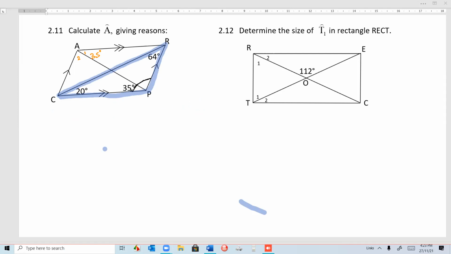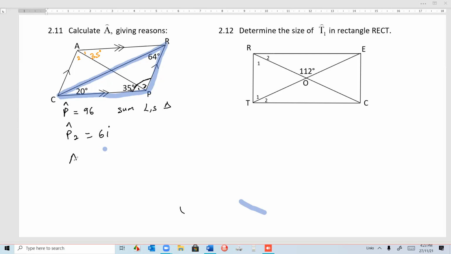96 degrees. So we know the whole of angle P is equal to 96, and we use sum of angles of a triangle. Can you see that? So if we know that, let's call it P1 and P2. What would P2 be? It'll be 96 minus 35, which is 61 degrees.